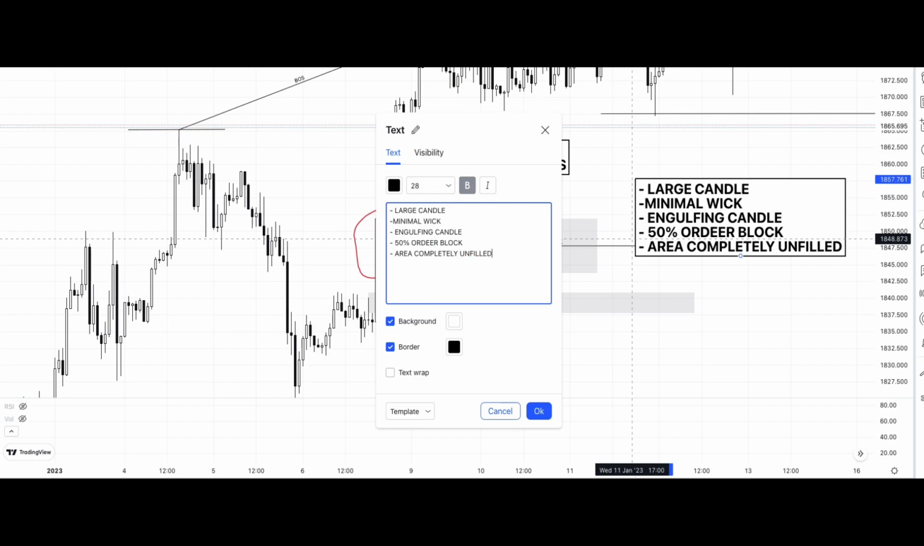Why does it keep doing that? Small candle. Don't worry, I'll move it so you can see after I'm done. And the next one is, this is the last one, number 7.